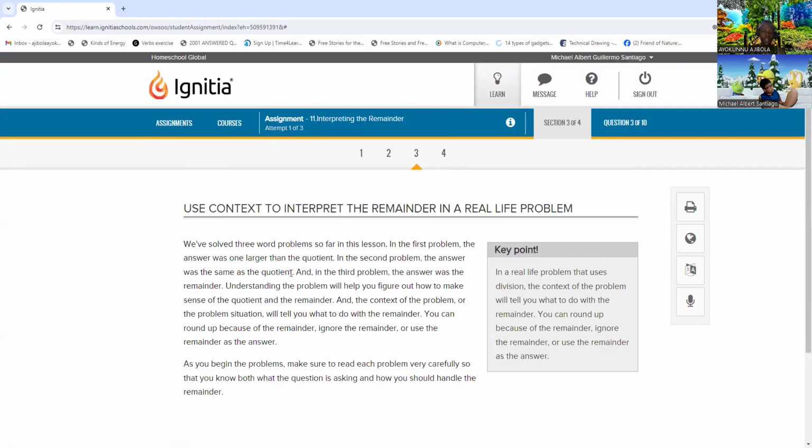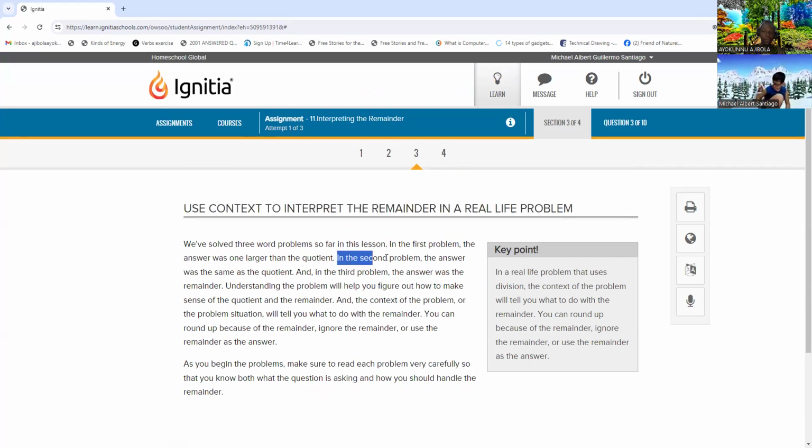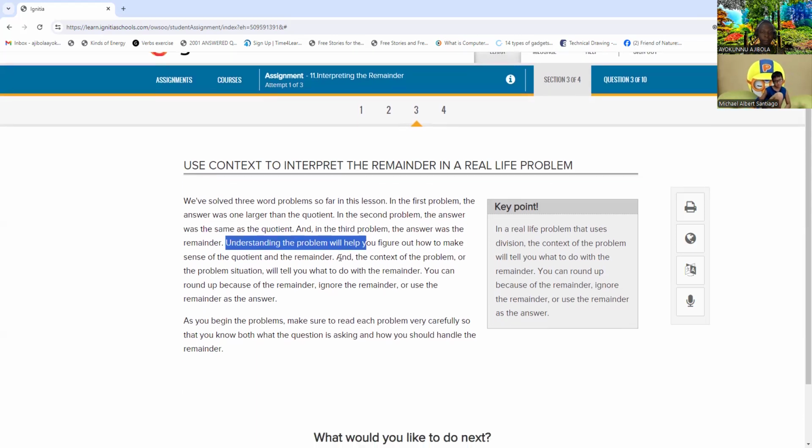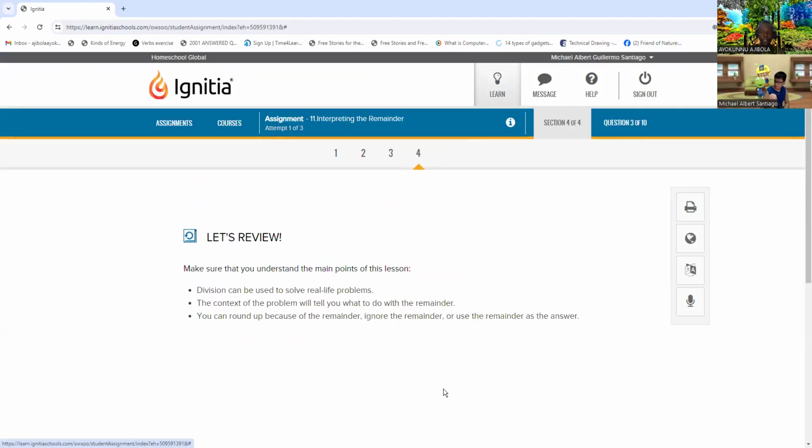Okay. Now let's go to the next section. Use the context to interpret the remainder in a real-life problem. We've solved 3 word problems so far in this lesson. In the first problem, the answer was 1 larger than the quotient, which has a remainder of 1. In the second problem, the answer was the same as the quotient. And in the third problem, the answer was the remainder. Okay. Now, what we're going to do is to try to solve some problems. Let's go to the next section.